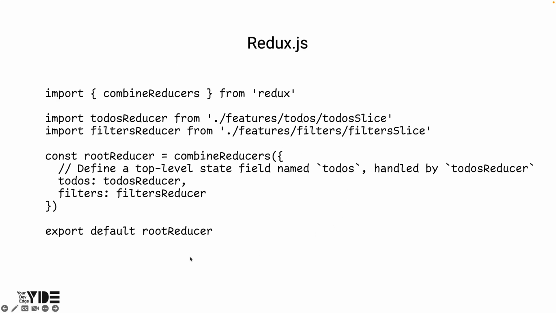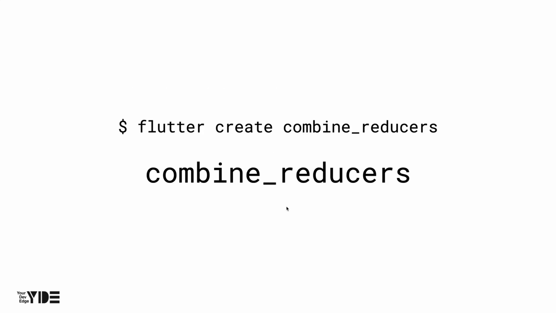Redux.js provides a utility function called combineReducers that allows you to conveniently merge reducers that use each state as a key and handle that state. Then let's see how to compose a large state tree in Dart. Let's go through an example.